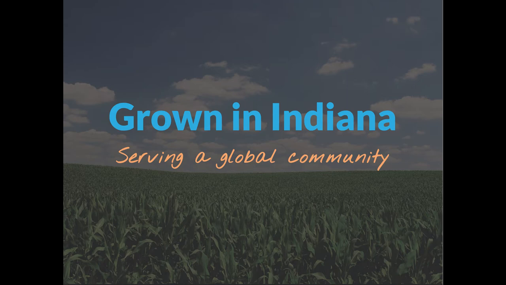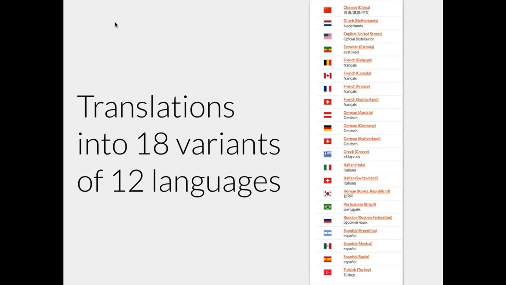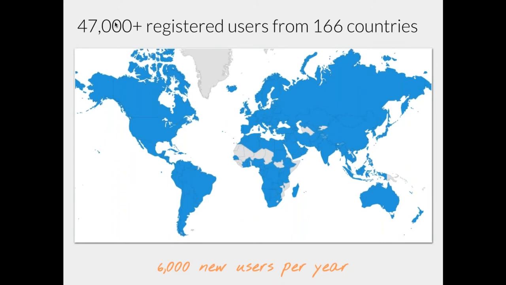So LOINC started back in the mid-90s, and as I mentioned, it's grown here at the Regenstrief Institute in Indiana, where you are visiting. But today it serves a much broader community that includes lots of different participants. Currently, LOINC is available in 18 variants of 12 different languages, thanks to the support of many extremely dedicated volunteers who take on this work each release to keep things updated. Today there are about 47,000 registered LOINC users that come from 166 different countries. The map here shows you countries where there is a registered LOINC user. In general, we're averaging about 6,000 or so new registered users each year.